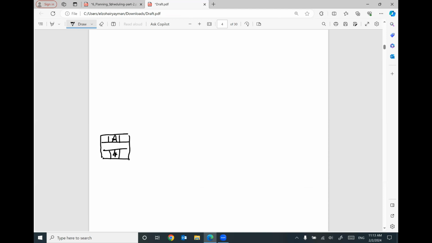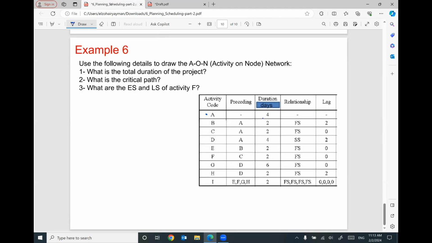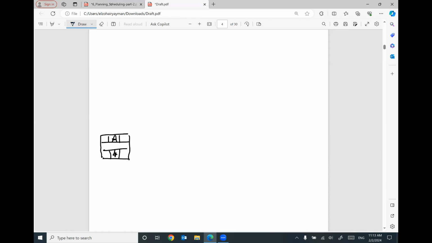The following activities will be B, C, and D. That makes sense? All of them have A as a predecessor. So I will put here B, C, and D.